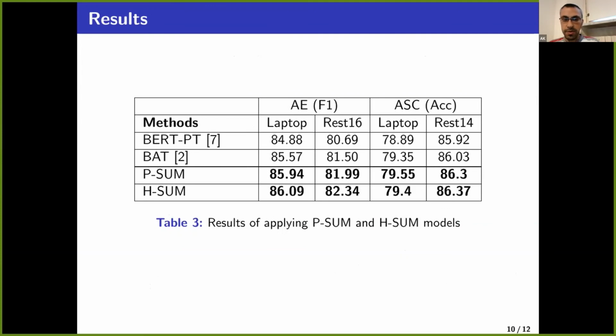And as you can see here in the results, both models outperform the baselines, but hierarchical aggregation performs better than parallel aggregation in 3 out of the 4 tasks. And the reason is that when using hierarchical aggregation, we share the knowledge between the layers, and this helps the performance of the model.